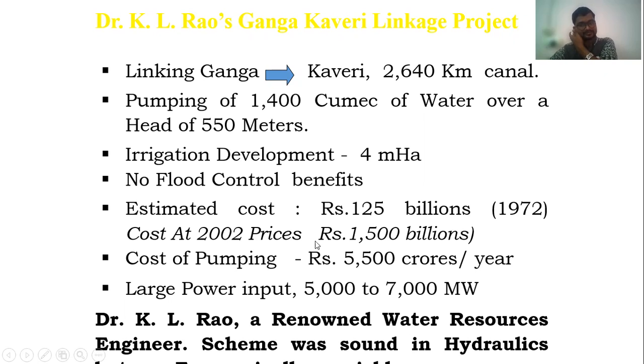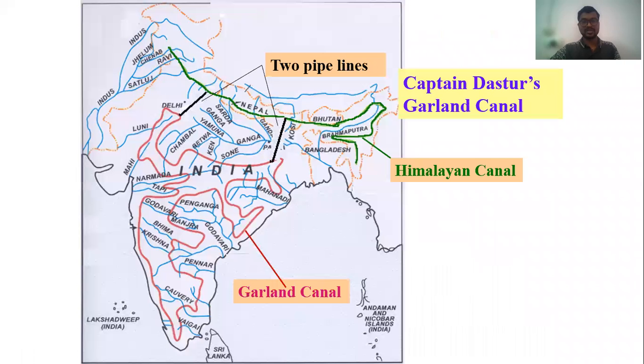Cost of pumping per year for that 1500 cubic water is about 5500 crores, and large power input was required. It is about 5000 to 7000 megawatts. Okay, and who was that Dr. K.L. Rao? Dr. K.L. Rao is a renowned water resources engineer, and the scheme was sound in a hydraulic manner. Okay, then next one is the Captain Dustus Garland Canal System.